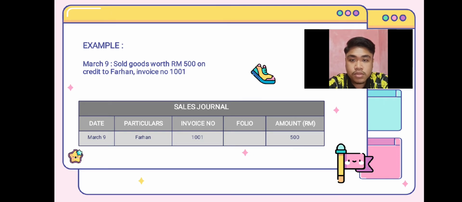I have one example for you. On March 9, sold goods worth RM500 on credit to Farhan, invoice number 1001. So right now we need to complete the table. In the date column, put March 9. Particulars is Farhan, and then the invoice number is 1001. And the last one is amount, that is RM500.